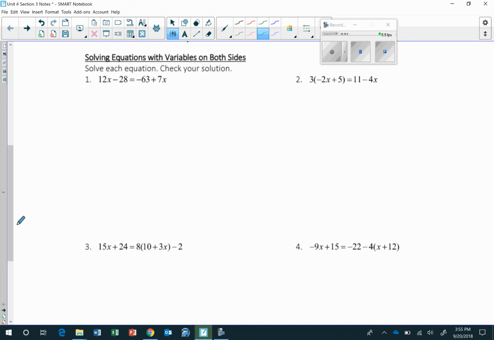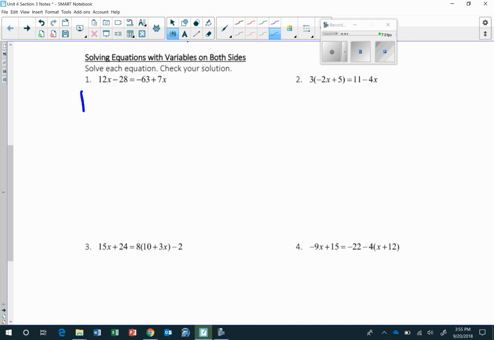So now let's look at actually solving equations with variables on both sides. So again, our directions, like always, are solve each equation and check your solution. So number 1 says 12x minus 28 equals negative 63 plus 7x. So our goal is to get the variables on one side and the constants on the other. So remember, constants are numbers without variables.